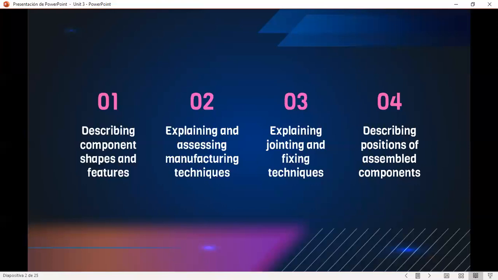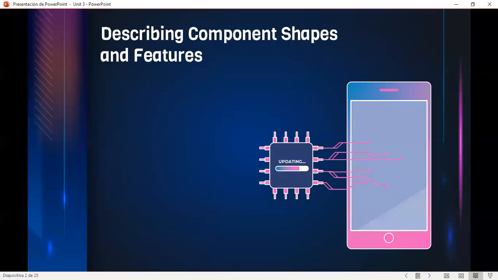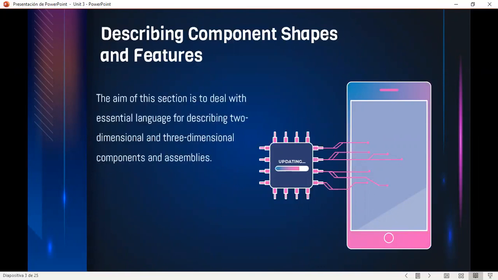Knowing these four topics or main objectives, the first part, as you see, is describing component shapes and features. The aim of this section is to deal with essential language for describing two-dimensional and three-dimensional components and assemblies. So we're talking about two-dimensional and three-dimensional components, and tools and whatever you want to know about it. That's one of the first keys of this part.